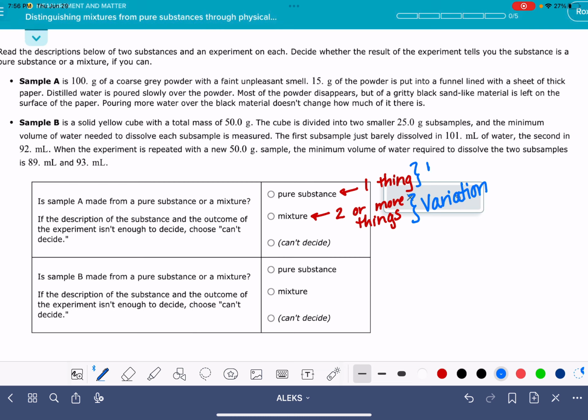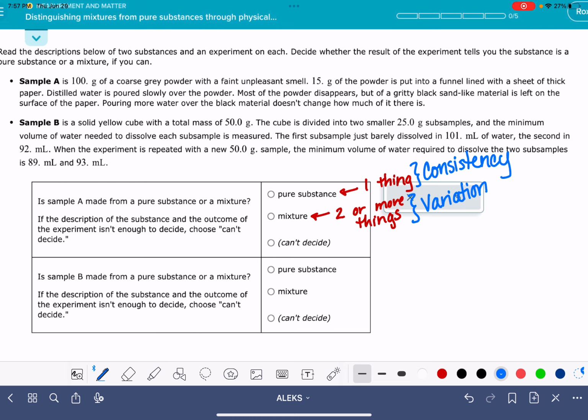If you have a pure substance, you're going to see consistency. You're going to see no variation in measurements, no variation in data. If you have a pure substance, there's going to be no variation. So let's take a look and let's apply that to these problems.